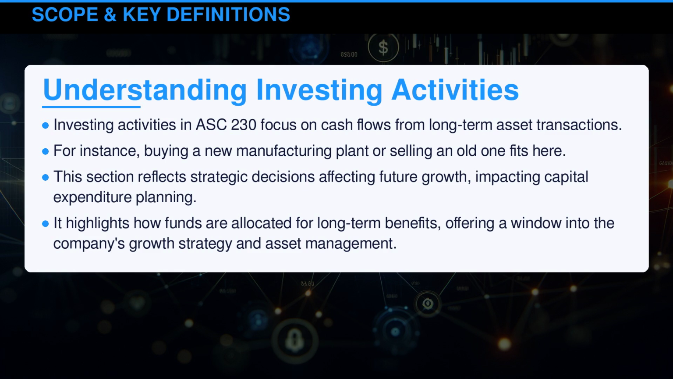Investing activities in ASC 230 focus on cash flows from long-term asset transactions. For instance, buying a new manufacturing plant or selling an old one fits here. This section reflects strategic decisions affecting future growth, impacting capital expenditure planning. It highlights how funds are allocated for long-term benefits, offering a window into the company's growth strategy and asset management.